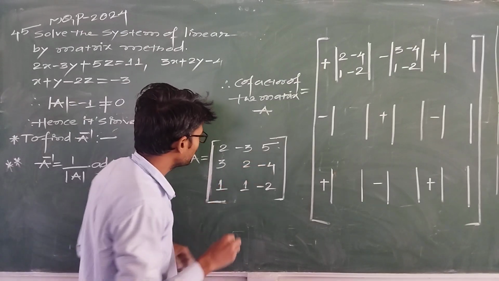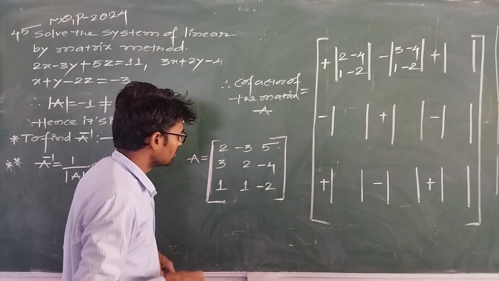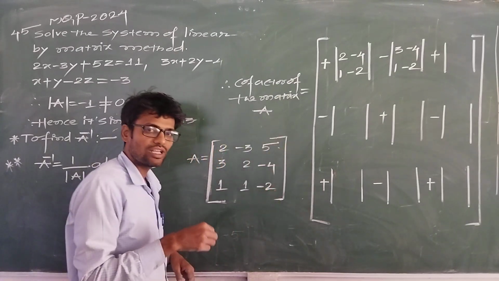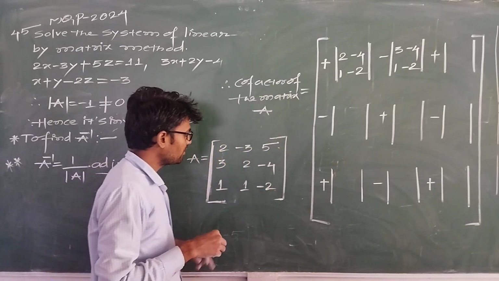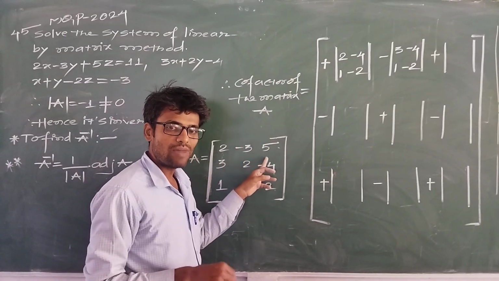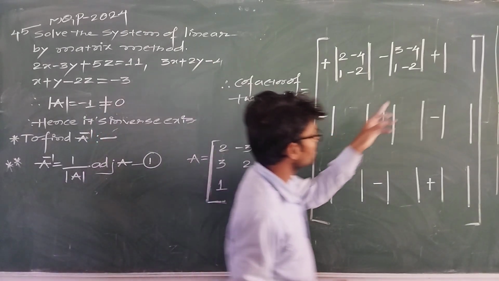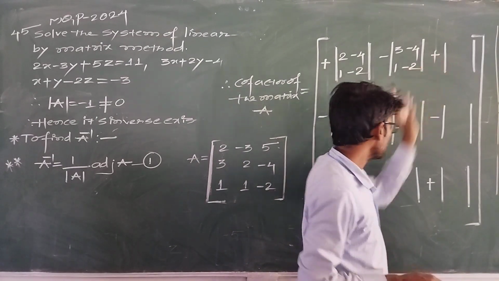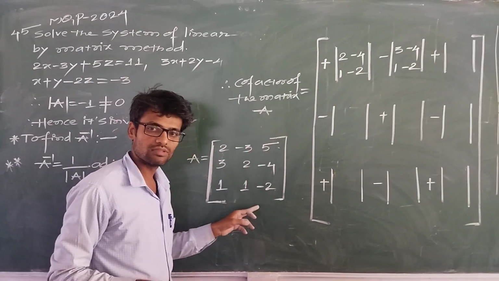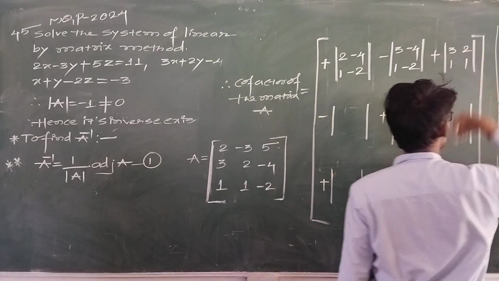The cofactor of 5 is obtained by deleting this row and this column and multiplying the determinant by minus 1 raised to i plus j. This 5 is in the first row and third column, so you get minus 1 raised to 1 plus 3, which is minus 1 raised to 4, and its value is plus 1. So simply I write a plus symbol. Next, take the elements inside the determinant obtained by deleting this row and this column. So you will get 3, 2, 1, 1.